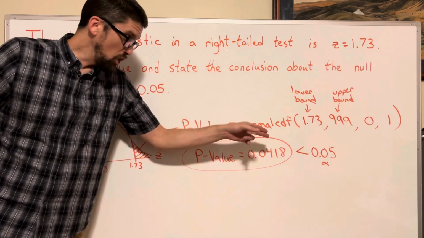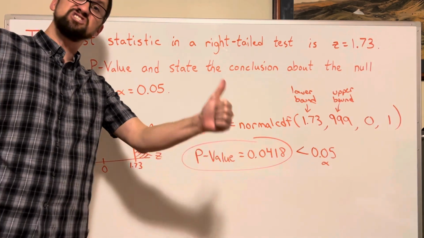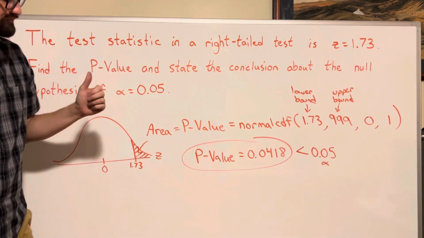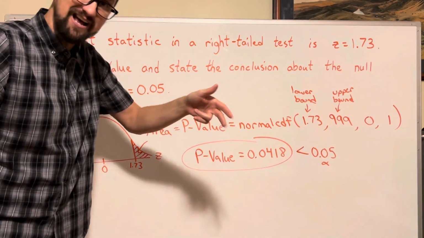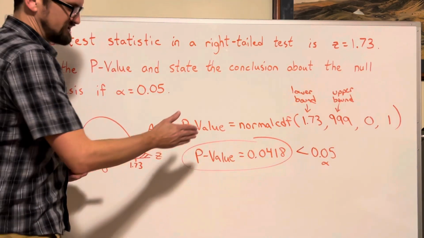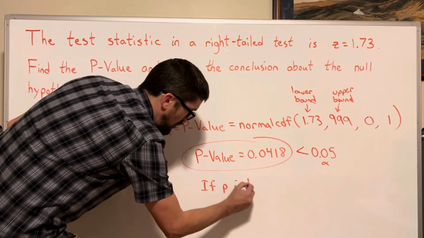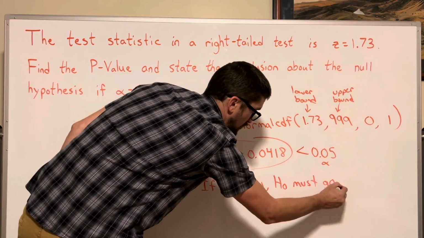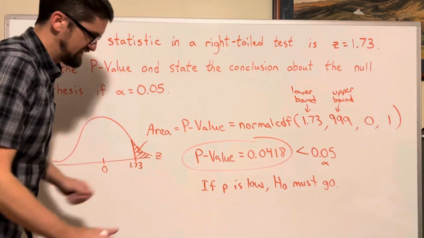And there's a rhyme to remember to figure out which one you do. If p is low, lower than alpha, p is low, H0, the null hypothesis, must go. If p is low, H0 must go. If we have the other situation, p is high, then H0 will fly. If H0 must go, we say reject H0. So in this case, the p is low. If p is low, the null hypothesis must go. So the conclusion here means reject H0.